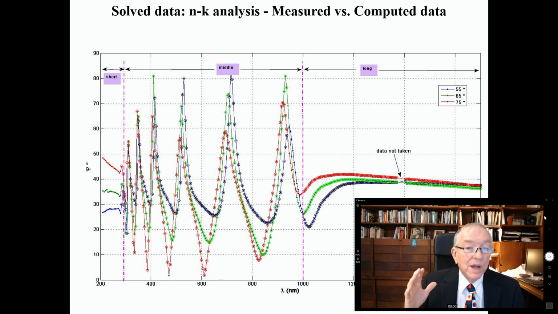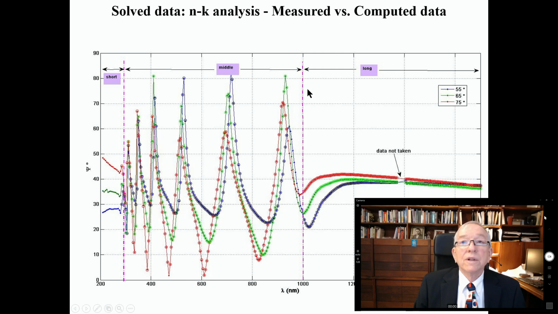And it's more accurate. Here's our proof in the pudding, so to speak. You'll see it in the next slide. Here are the 3 angles of incidence and the 3 sets of measurements, and you see right here on this curve the measured and the computed, and you just can't see any difference between them.